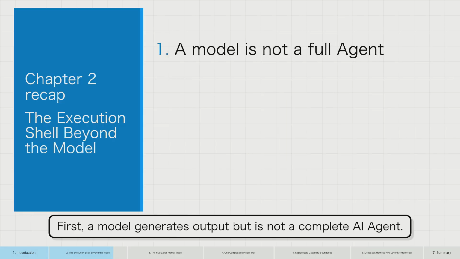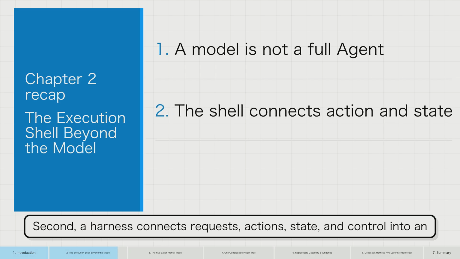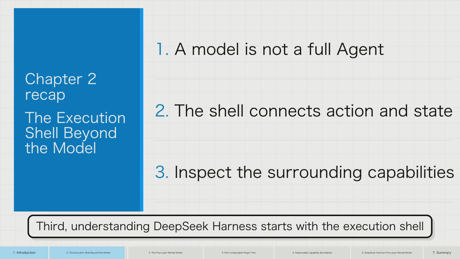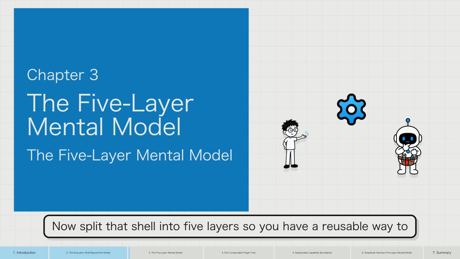Chapter recap. First, a model generates output but is not a complete AI agent. Second, a harness connects requests, actions, state, and control into an executable chain. Third, understanding DeepSeek Harness starts with the execution shell outside the model. Now split that shell into 5 layers so you have a reusable way to recognize an agent harness.